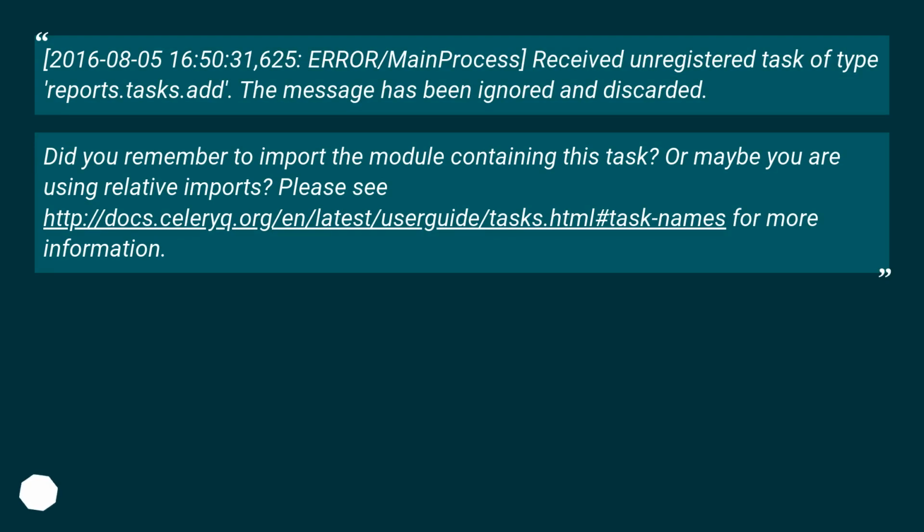The 5th of August 2016, 16:50:30:625, error/main process, received unregistered task of type reports.tasks.add. The message has been ignored and discarded. Did you remember to import the module containing this task? Or maybe you are using relative imports. Please see this URL for more information.